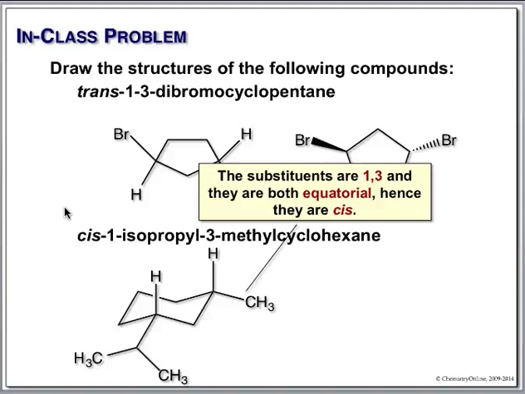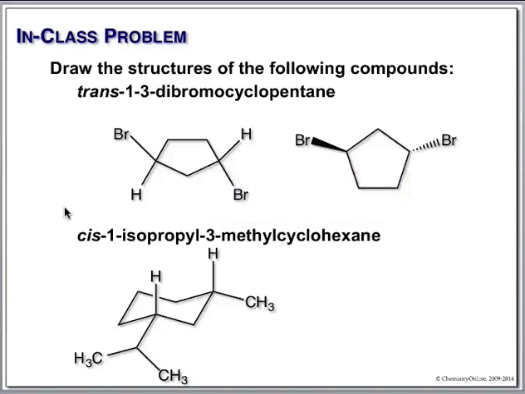Look at it flat. If we drew this using wedge bonds, we would draw our perfect hexagon. We would show a methyl and an isopropyl as either coming towards us on the same side, or you could use dash bonds and make them both going back. Doesn't matter. In chapter 5, it'll matter, but now it doesn't matter.